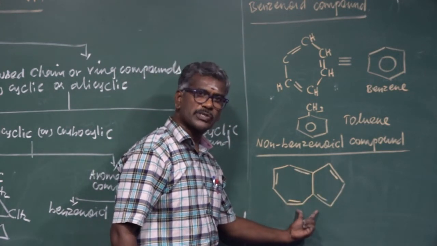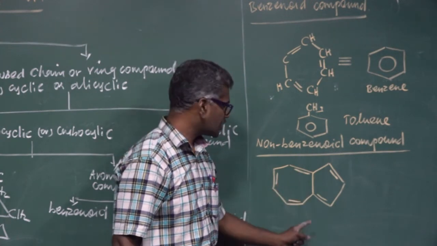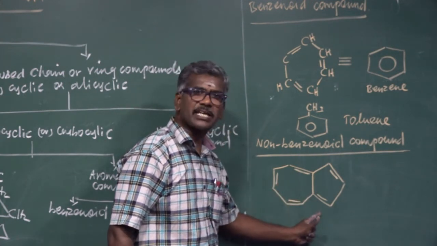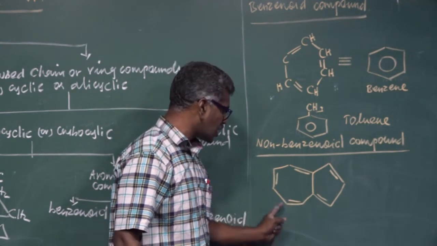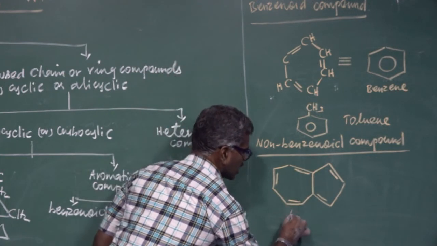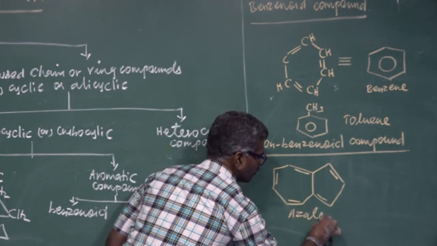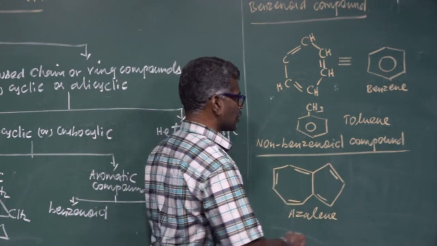These are aromatic compounds with a conjugated pi system which do not contain the benzene ring. Benzene ring means totally 6 carbons. This one is not 6 carbons, it's a 7-member ring. This one is named azulene. Azulene is the best example for non-benzenoid compounds.